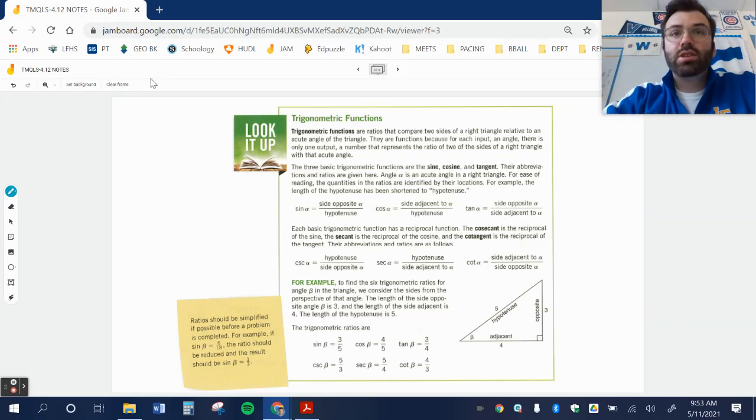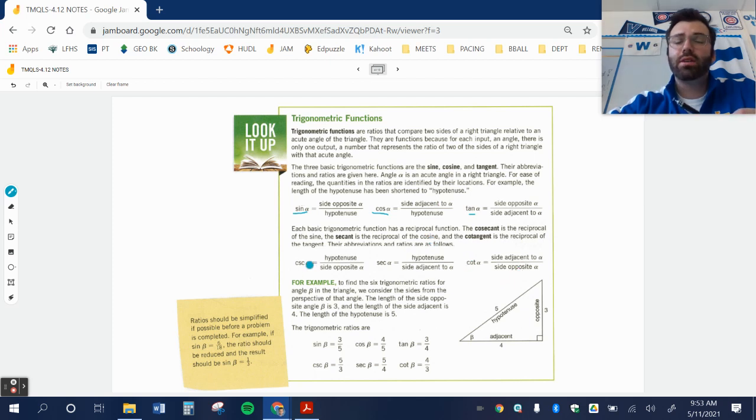All right, trig functions. The ratios when we compare two sides of a right triangle. There's 3 basic ones that you've learned about previously. Those are sine, cosine, and tangent. Their abbreviations look right like this. There are also other trig functions. There's 3 additional ones, 3 more. Okay, these 3 are reciprocals of the 3 basics.